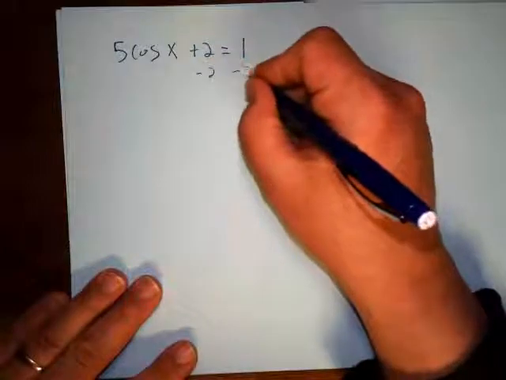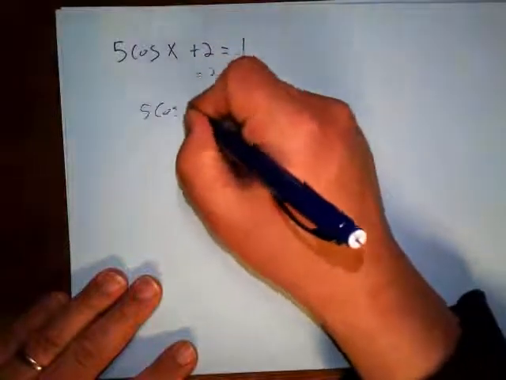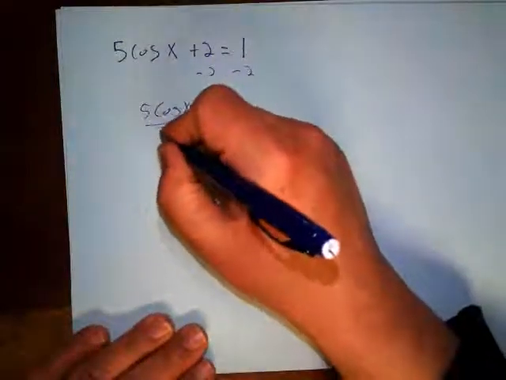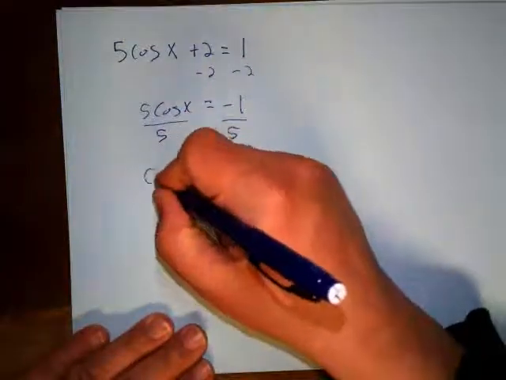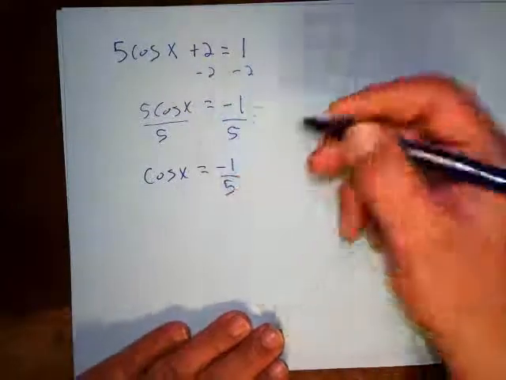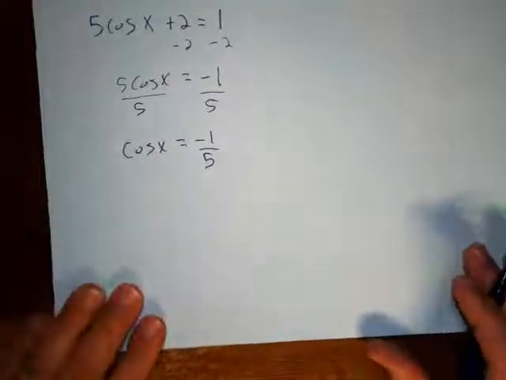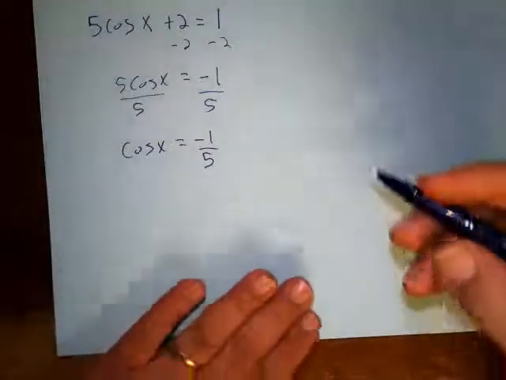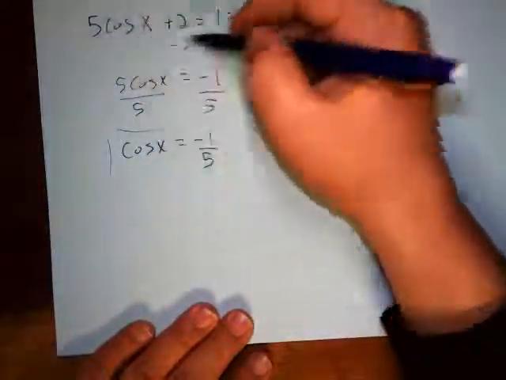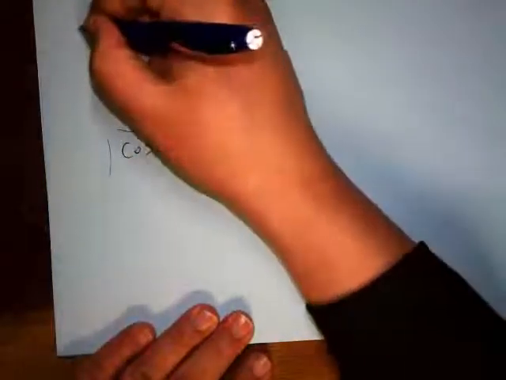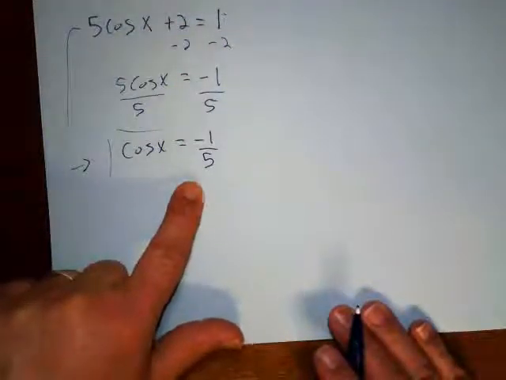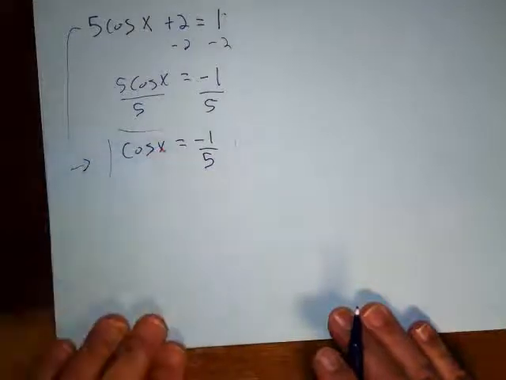So I subtract 2 from both sides, and I get 5 cosine x is equal to -1. And then I divide both sides by 5, and I get cosine x is equal to -1/5. Okay? And so now you see I have a basic equation. You can take equations that look a little more complicated, but they're basically a basic trig equation. You just have to solve for the trig function like that.